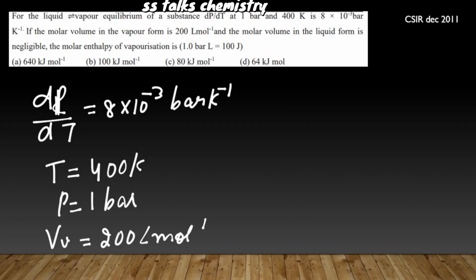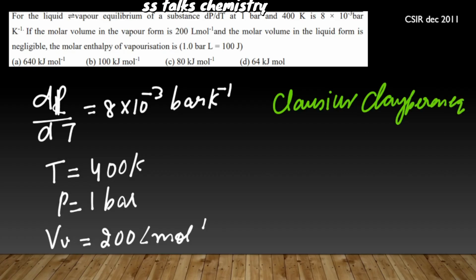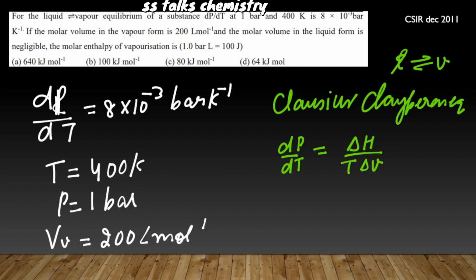Now dP by dT, from the Clausius-Clapeyron equation, which applies to phase transition processes where the liquid is in equilibrium with the vapor. dP by dT is equal to delta H upon T delta V, where delta V is the change in volume, the volume of the vapor phase minus the volume of the liquid phase. So this is equal to dP by dT.